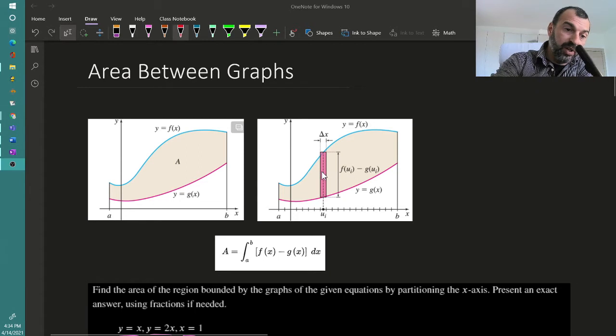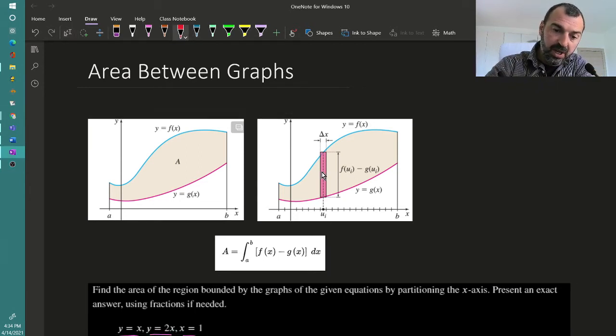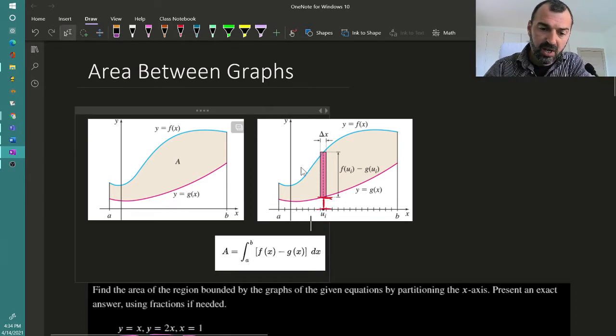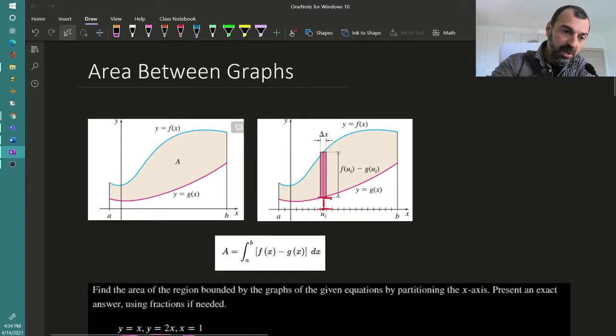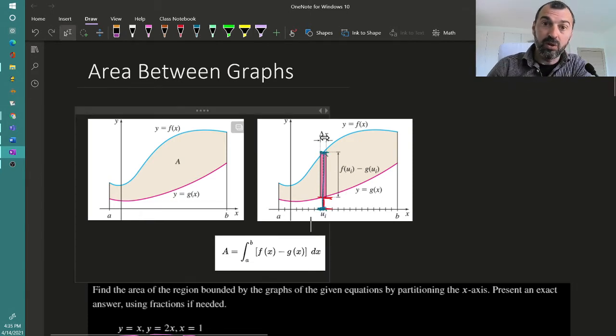Now, in order to figure out the height of one of those boxes, here's G, G of X. That's the height of the lower portion of that box. And then F of X, I'll make a blue one here, F of X goes from here to here all the way. If you take the difference between those by basically taking the blue line and subtracting the red line from it, you're left with the height of that box.